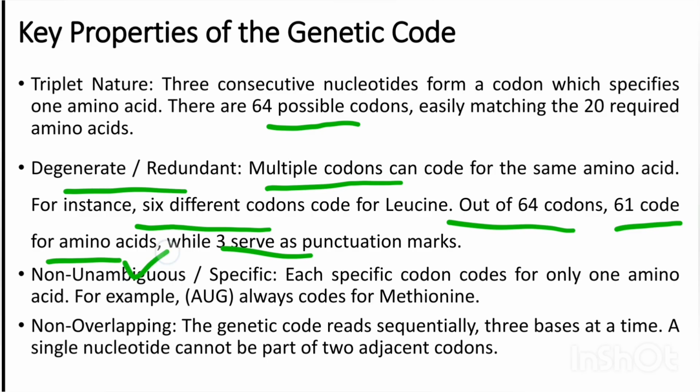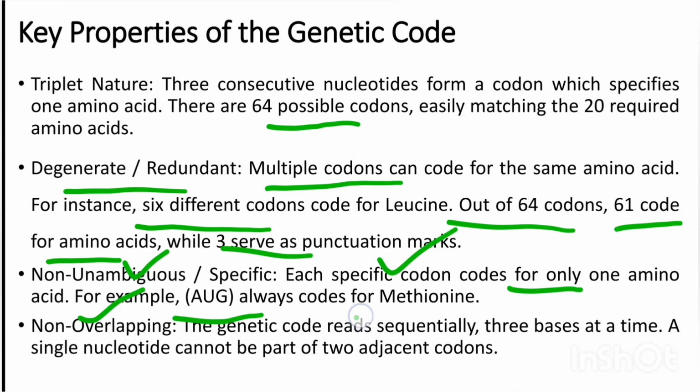Then the next property, non-ambiguous, that means specific. Each specific codon codes for only one amino acid. For example, AUG always codes for methionine. AUG never codes for leucine. So it is very, very specific.